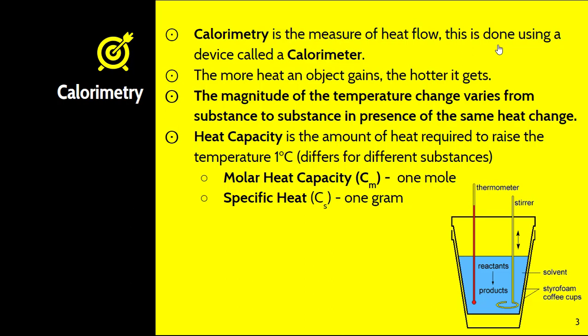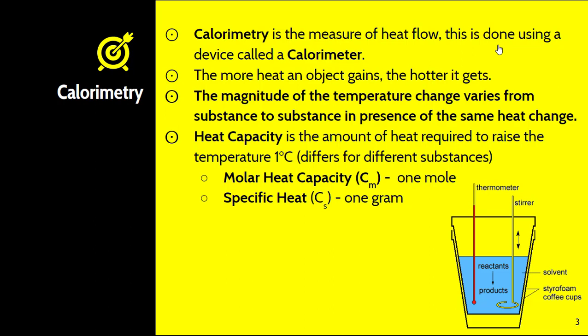The magnitude of the temperature change varies from substance to substance in the presence of the same heat change. So we can provide the same amount of heat to two different substances, and one substance will get hotter than the other. Now, that characteristic is known as heat capacity, and that is the amount of heat that is required to raise the temperature 1 degree Celsius. Again, this is different for different substances. Some substances absorb heat very readily, and therefore the temperature increases quite quickly. Other substances require more energy to create a change in temperature, and a lot of that will have to do with the type of forces that are present between the molecules. But we'll talk more about that later.